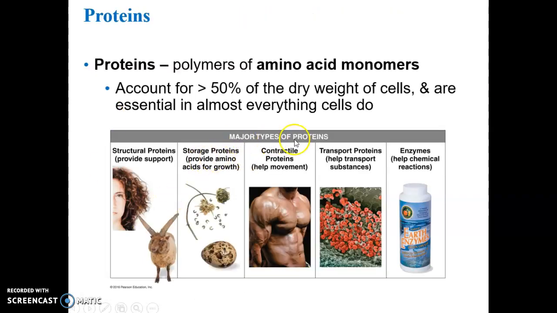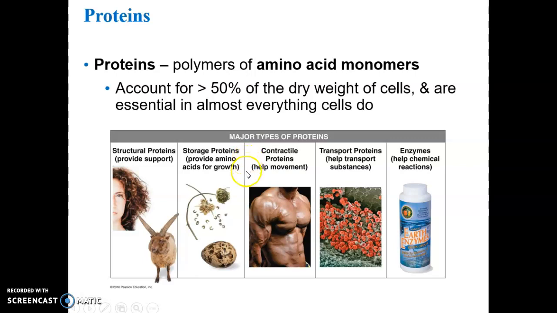So, major types of proteins. Proteins provide structural support. So your hair is made up mostly of protein. The horns on animals and your fingernails and toenails are proteins. What gives our skin the ability to resist abrasion and such are proteins. Our muscles are made up mostly of protein that do provide some structural support. So proteins are very important in that sense.